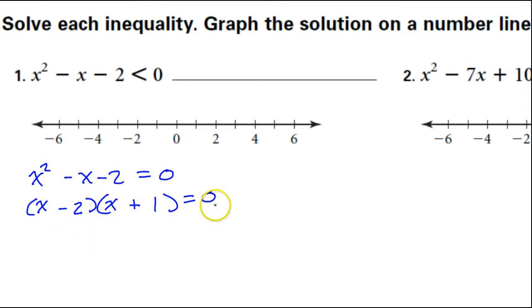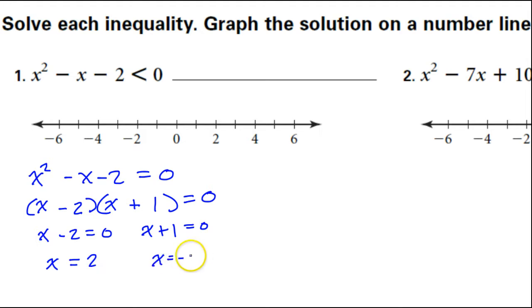So continuing to solve this equation, we would set these two factors equal to 0. So x minus 2 equals 0, x plus 1 equals 0. This will give us the two zeros, x equals 2 and x equals negative 1. Now, let's plot those two zeros on a number line. These are the two numbers at which this function equals 0. Okay, so the function equals 0 at 2, and the function equals 0 at negative 1.